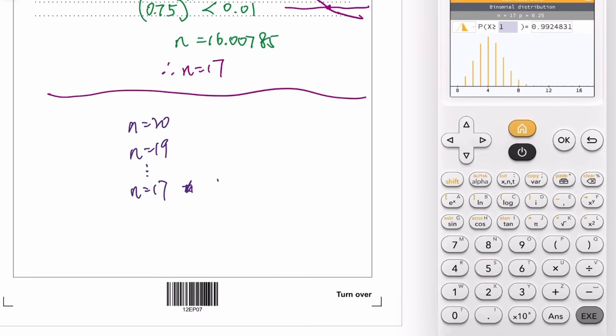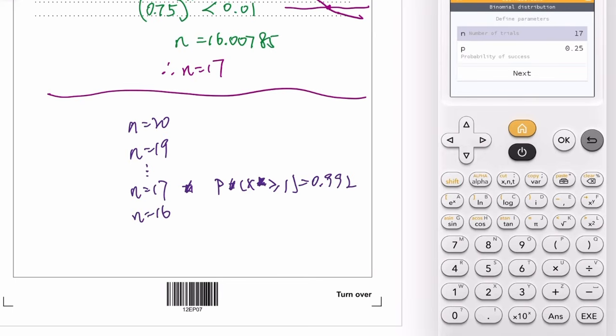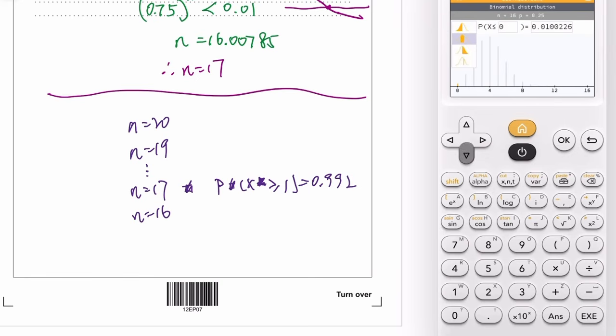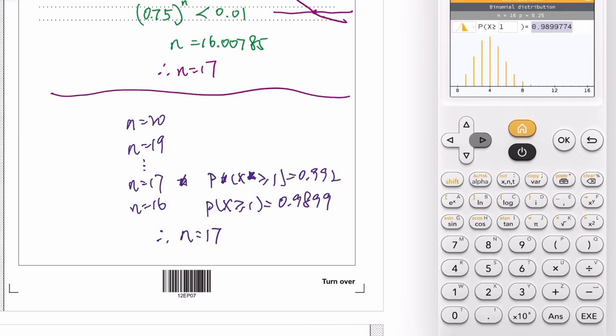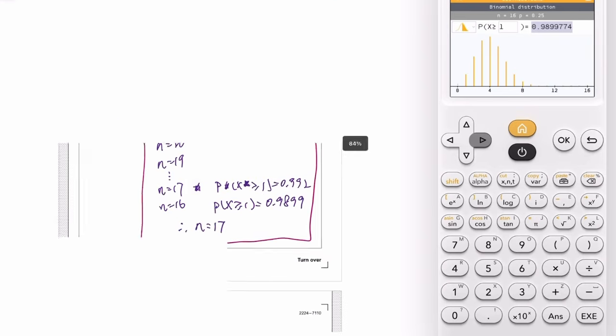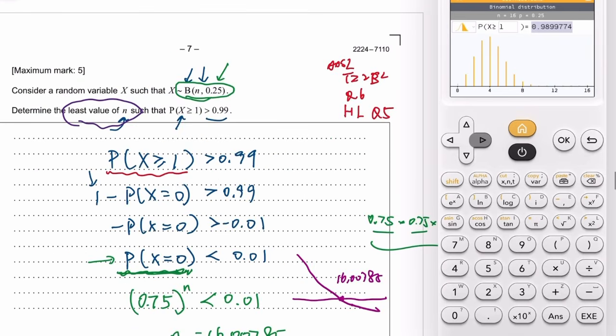Okay, you're supposed to write down the probability. The probability that x is bigger than or equal to 1 is 0.992. But then you try the next number. Oh, it's less than 0.99. Therefore, the answer is 17. All right. So if you do this, they will also give you full marks, which is what? 5 marks.